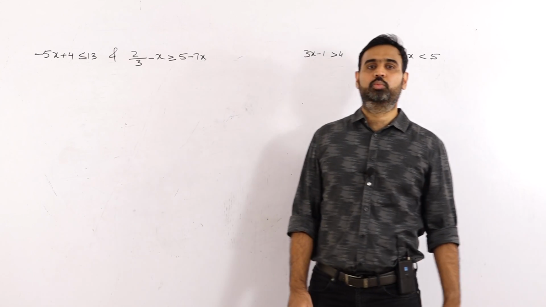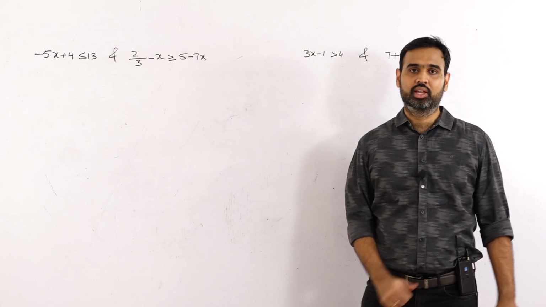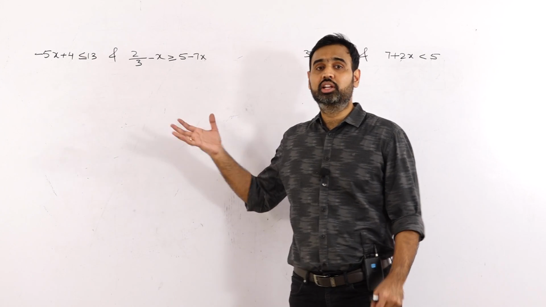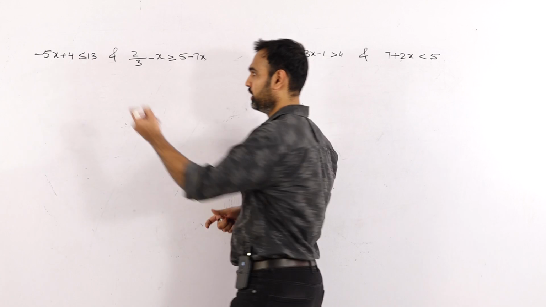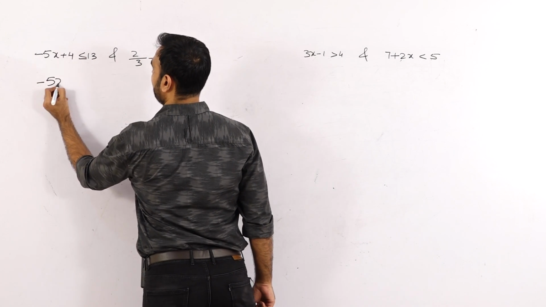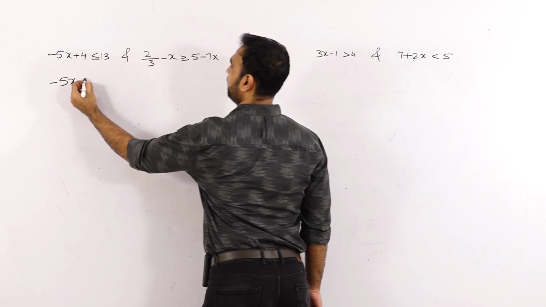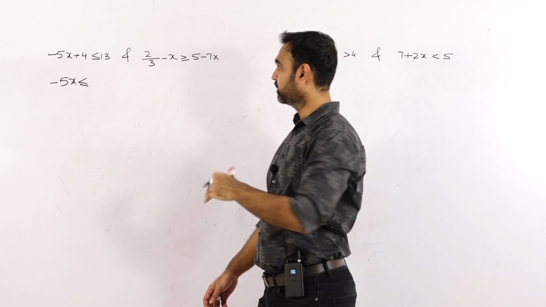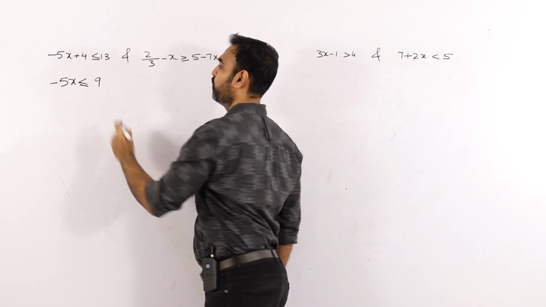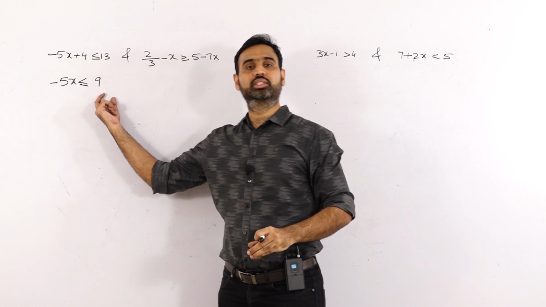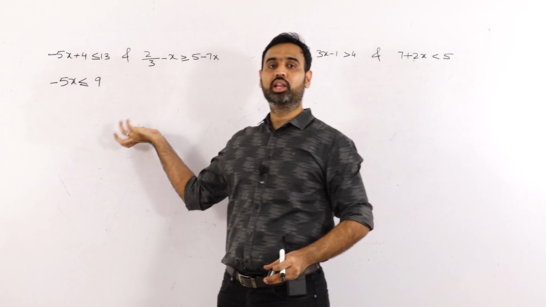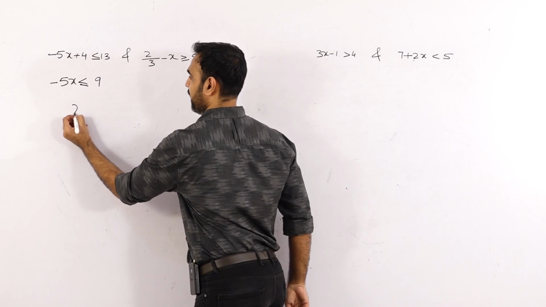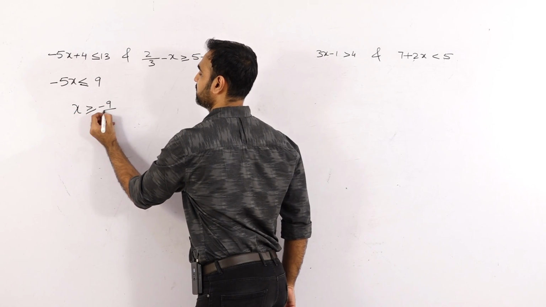Let us consider two more examples on sets and see how the final representation of the set of values of x can be denoted. Let's solve the first equation. 5 minus 5x, and 4 moves to this side; the inequality remains unaffected. 13 minus 4 is 9. What about moving minus 5 to the other side? We have already understood that when we move a negative value, the inequality will reverse. So obviously x becomes greater than or equal to minus 9 by 5.